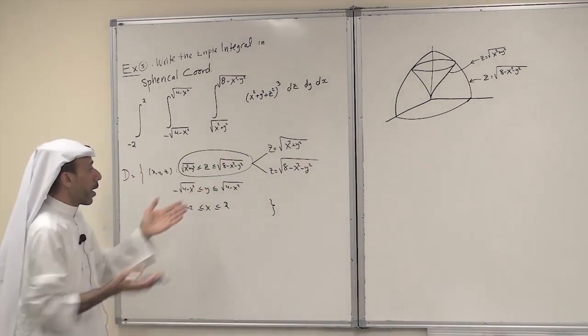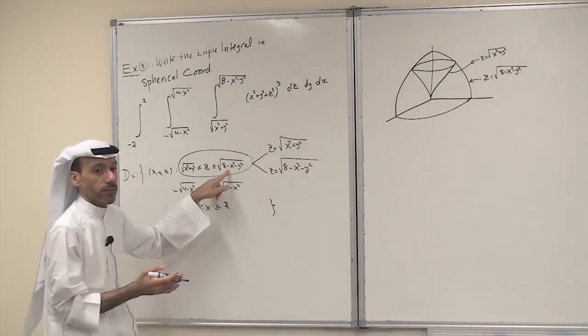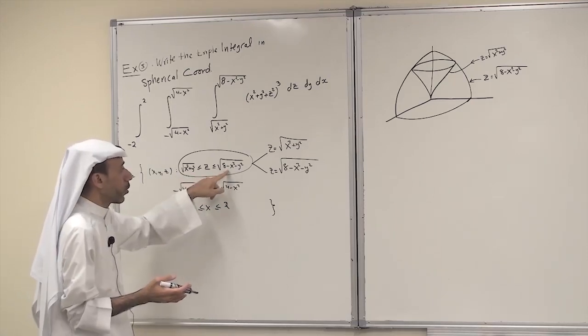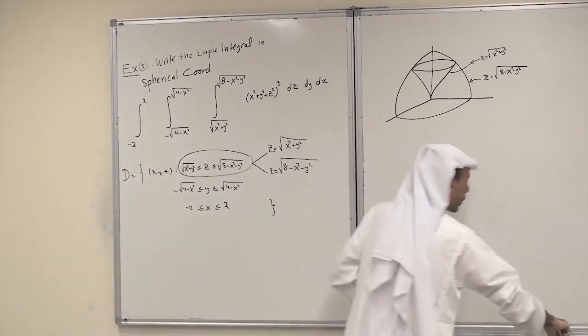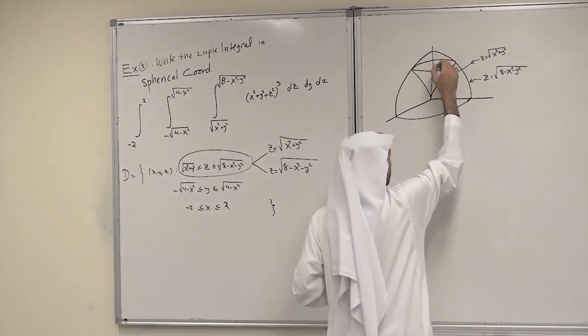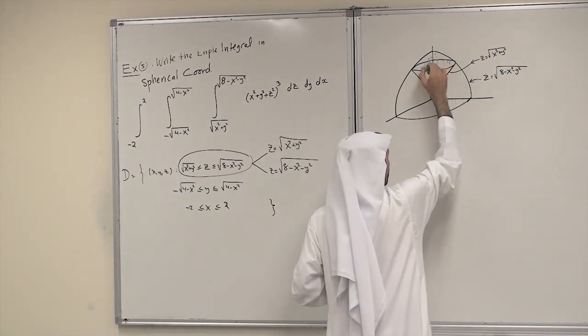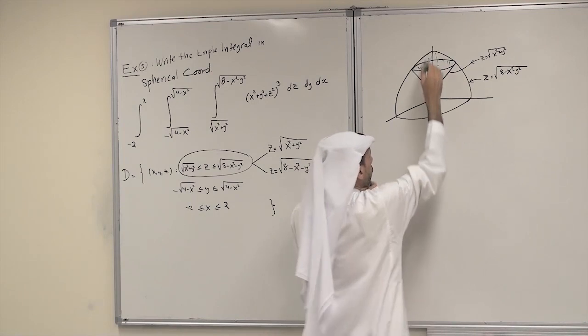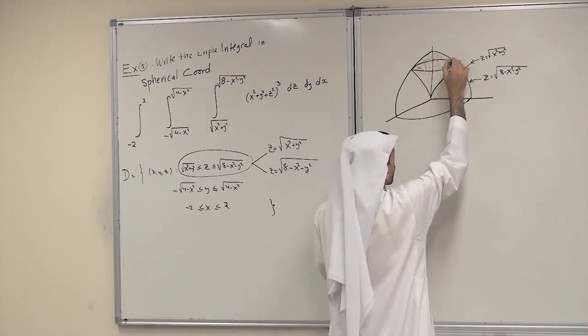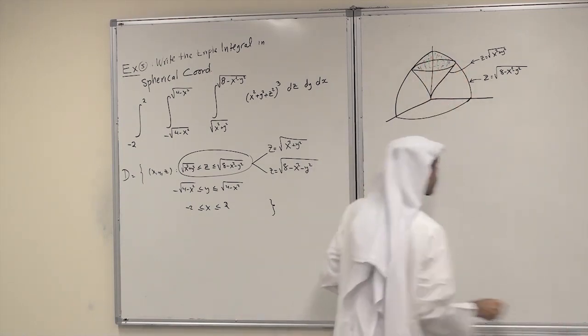So z is above the cone and below the sphere. So really my solid is this one. Everything in here, inside the cone and below the sphere. So this is my solid.